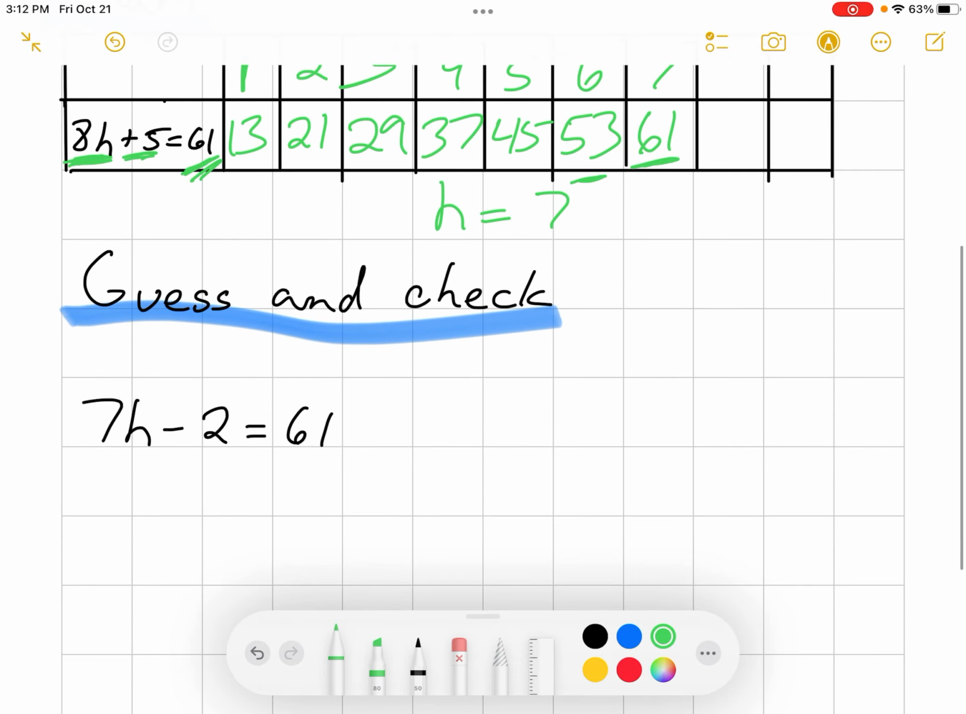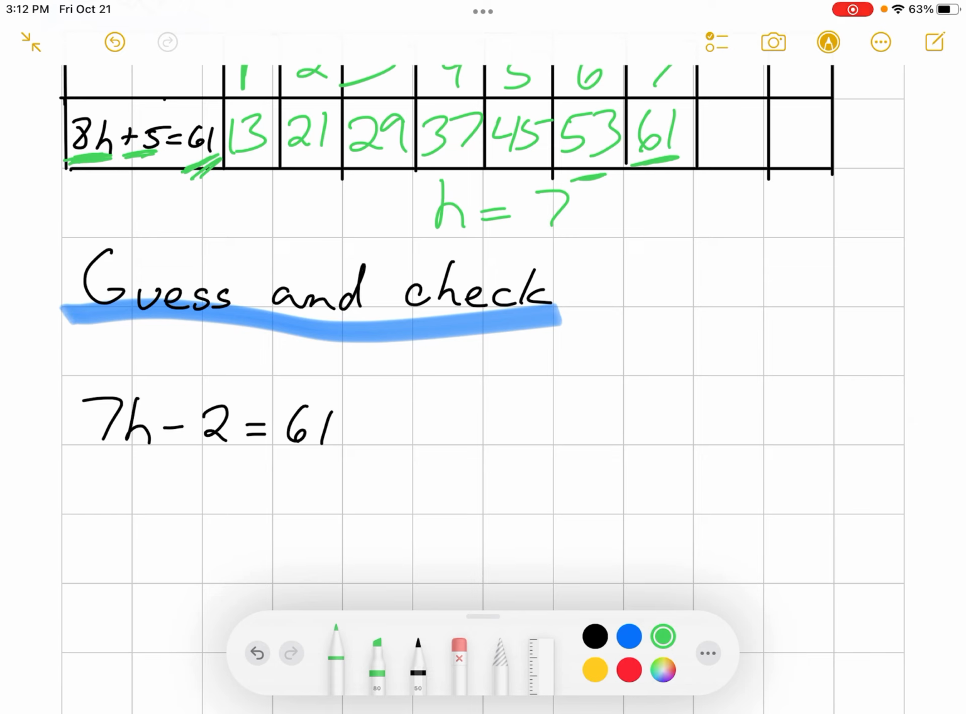Here, the guess and check method. So what you do for the guess and check method is literally that. Okay, so I have 7h minus 2. I changed the problem up a little bit, equals 61. So I'm going to start by guessing. I'm not going to guess 1 and 2 because this is a larger number. So I'm going to start at 5 and see if I need to go higher or lower.